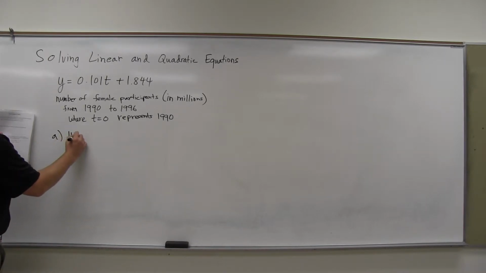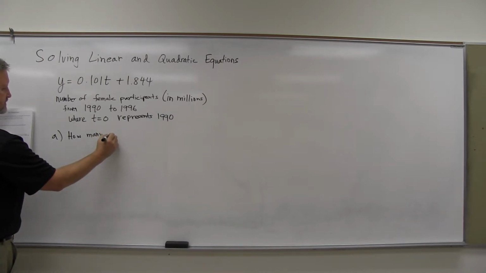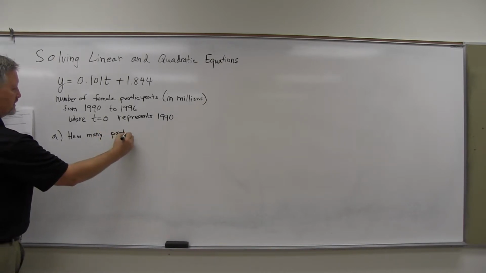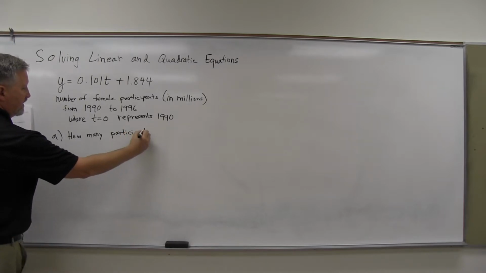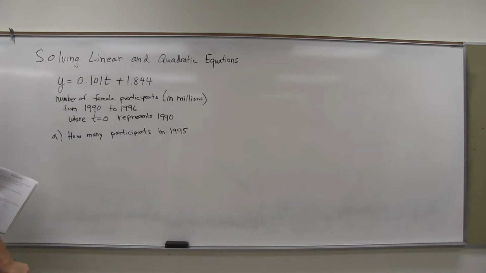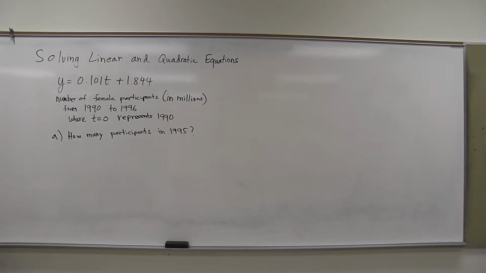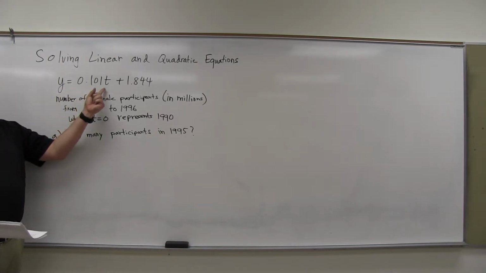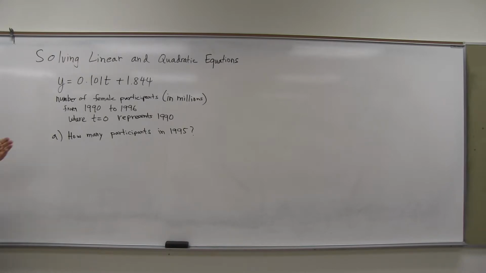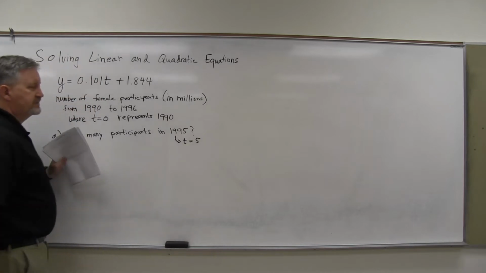My first question on this is how many female participants in 1995 in athletics. Okay, so 1995, that's our year, but we don't plug in 1995 because we've got t equals 0 representing 1990. So 1995, that would mean what? T equals 5? Yeah, that would be t equals 5.